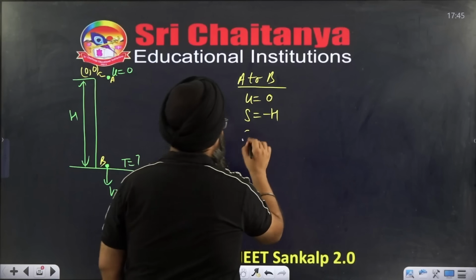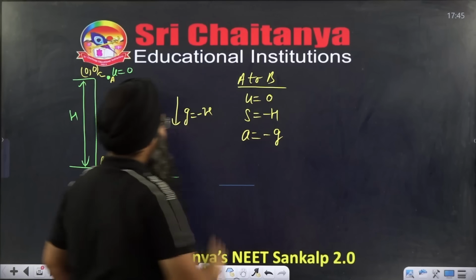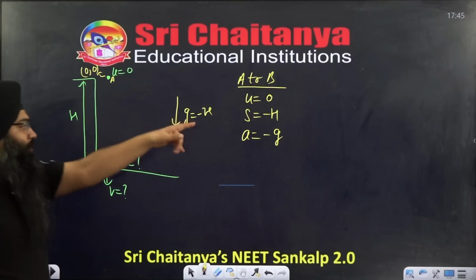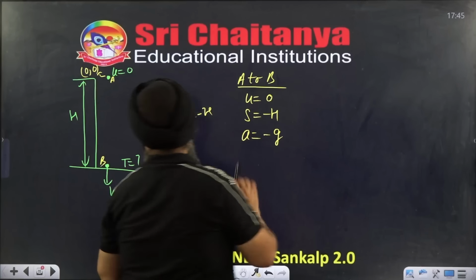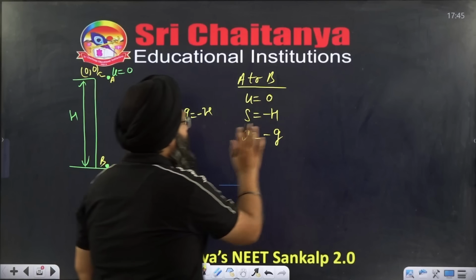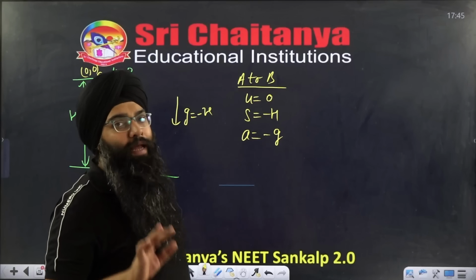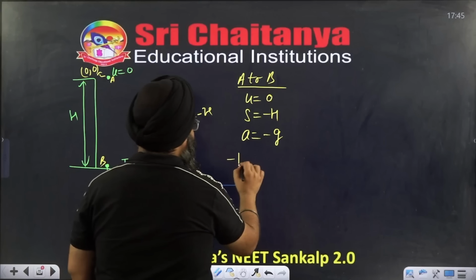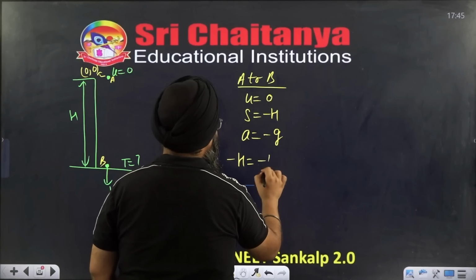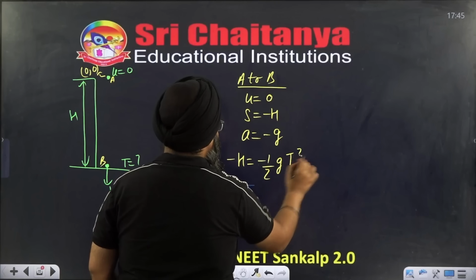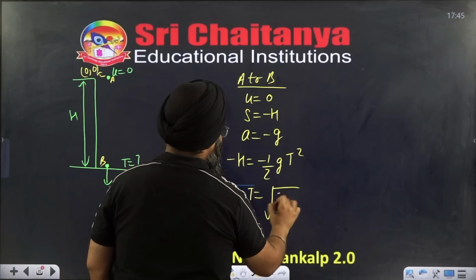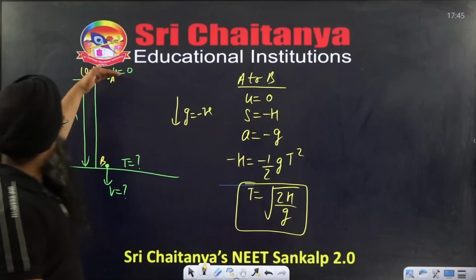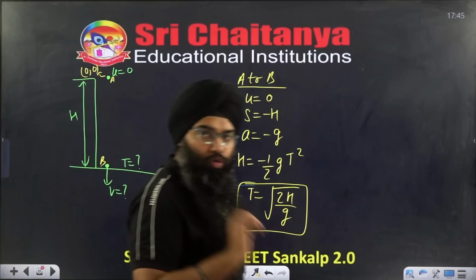What will be the acceleration of the particle? Sir, acceleration is minus g, because acceleration is also negative. The particle is displacing downwards, so displacement is also negative. And I want to find the time of flight and v. So first let me find the time of flight. I will apply s is equal to ut plus half at square. So I will get minus h is equal to minus half into g into t square. So t will come out to be under root of 2h by g. This is the time of flight which I am getting when the particle goes from point A to point B.